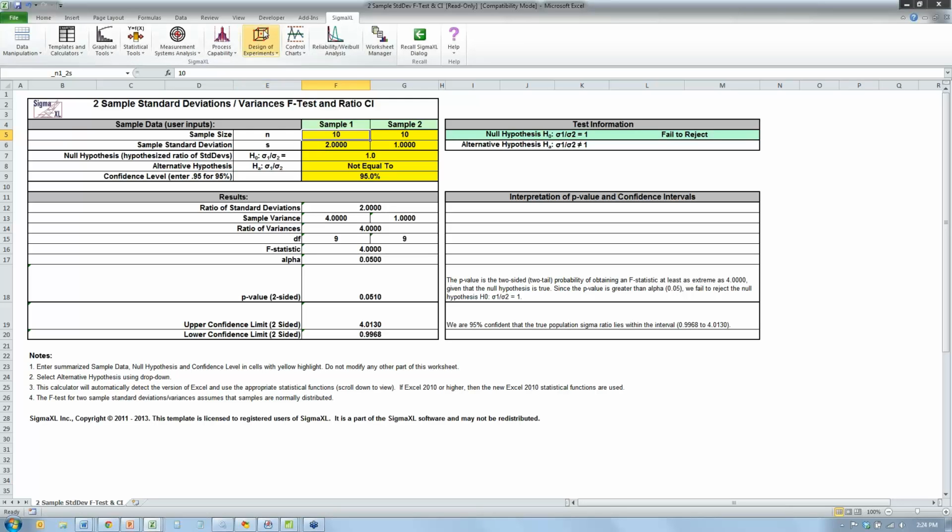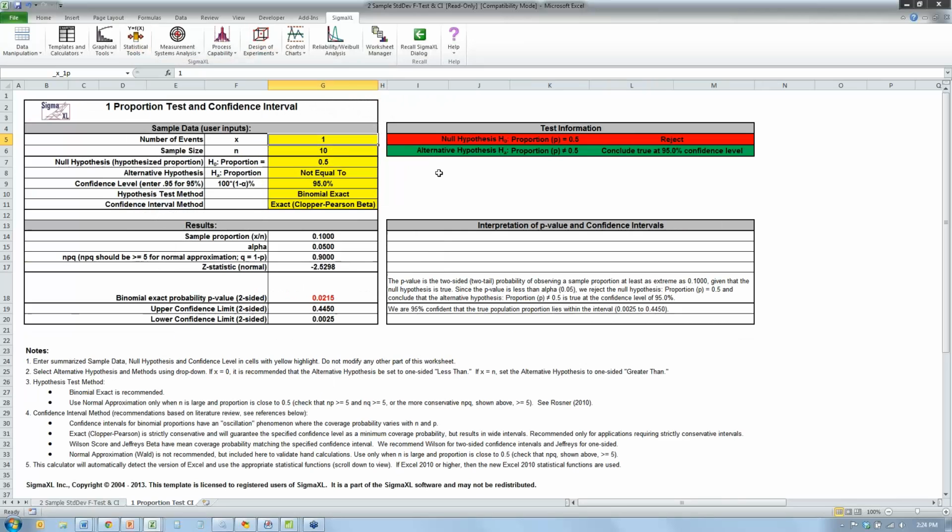Okay, the next one that we're going to do is the one proportion test. In the old one, we only had the confidence interval, and the confidence interval was the exact confidence interval, and we also had the normal approximation. Those values were reported. Now, let me just cover a few things that have been added, so we have the hypothesis test method. Let me start with that. Under the hypothesis test method, you have two choices, binomial exact and normal approximation.